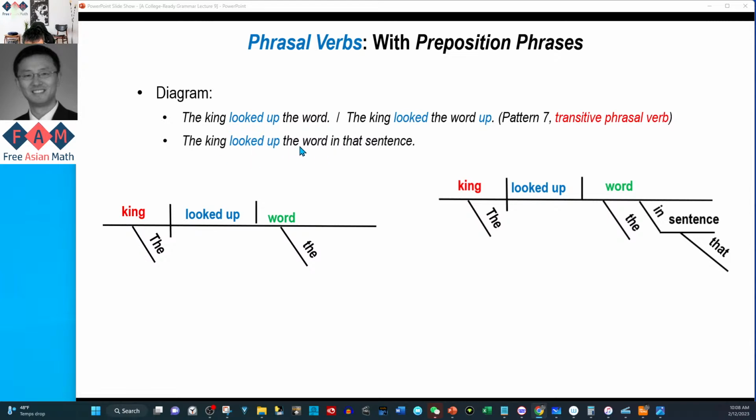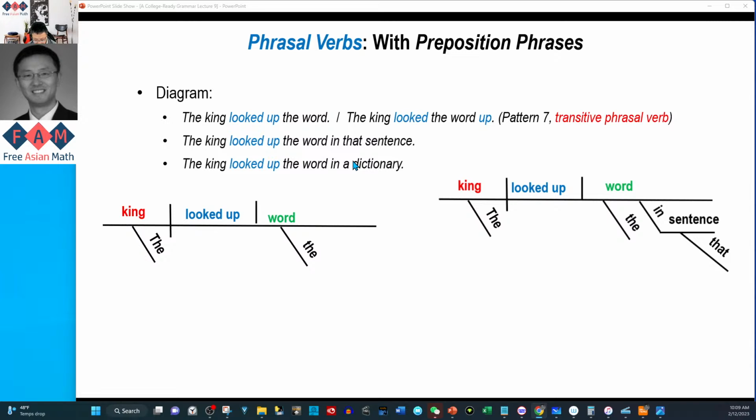But can we say the king looked the word up in that sentence? It's also problematic, because if we put up right after word, this in that sentence will get separated from the word, and that also breaks the typical way you use a prepositional phrase after a noun to modify it. So we face a dilemma. We only have one possibility to put something right after the word, and in this case you have two candidates. One is up, one is in that sentence. You cannot satisfy both. So therefore, in this case, you cannot move up.